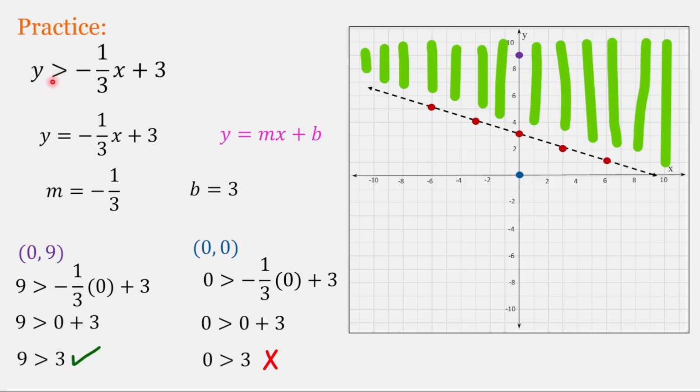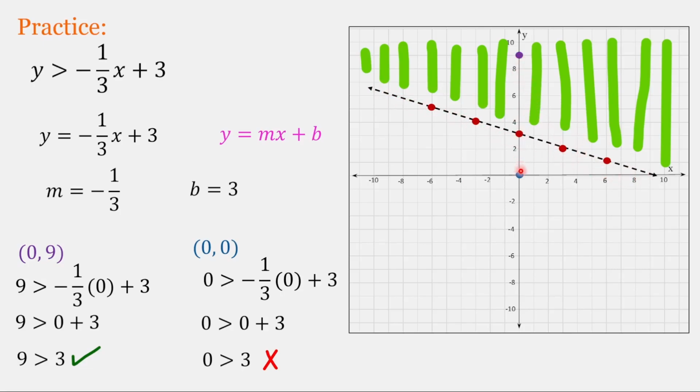For the first problem, the inequality was y greater than negative 1/3 x plus 3. So for the first step, we rewrote the inequality as an equation and then graphed that equation. So this equation is in slope-intercept form. So we found the y-intercept and the slope, were able to get some points and graph the line. Since this is a greater than and not a greater than or equal to, we used a dashed line to connect those points. This boundary line has now divided this graph into 2 regions.